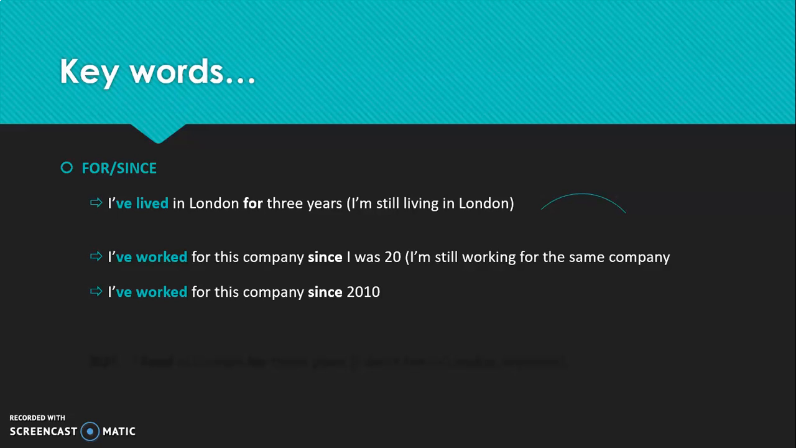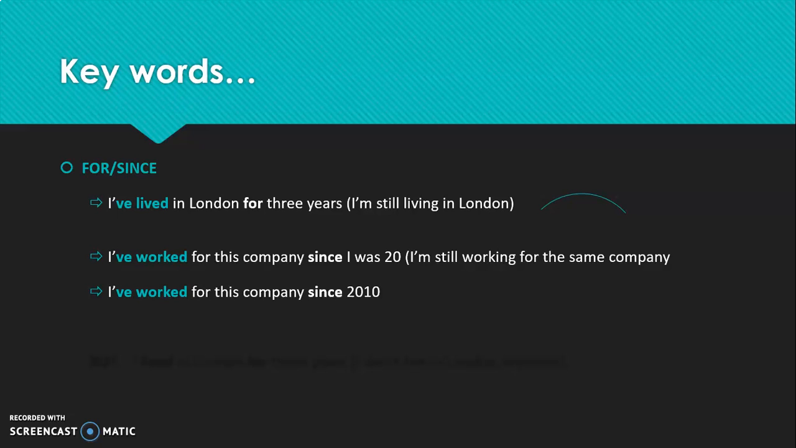So I've worked for this company since I was 20. Okay, I'm still working for the same company, so I'm still talking about an action that started in the past and continues till now. But this time, I'm not emphasizing the period of time I've been working in this company, but the moment in which I started, okay, which is when I was 20.